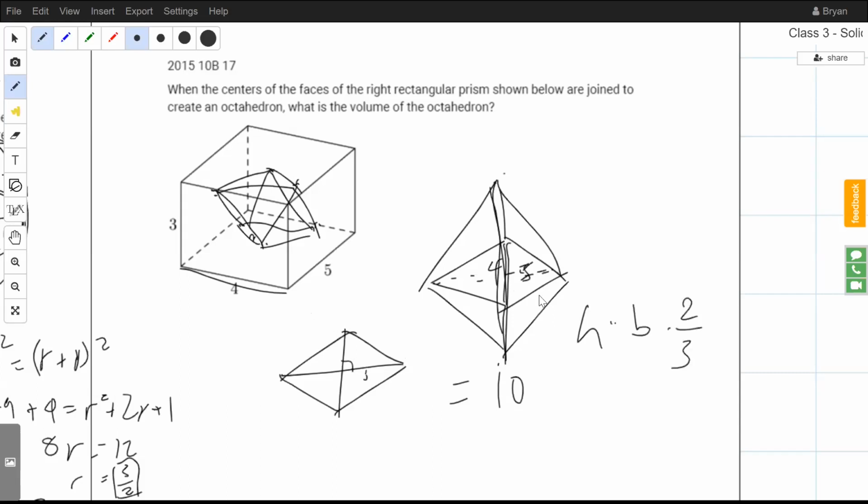no. Sometimes I really wonder what I'm doing. The height, as in this whole height, times the base times 1/3.